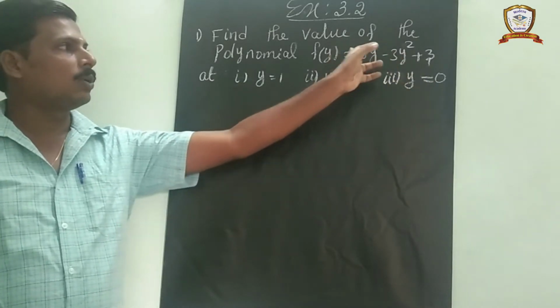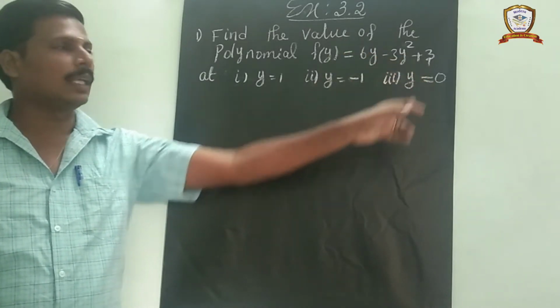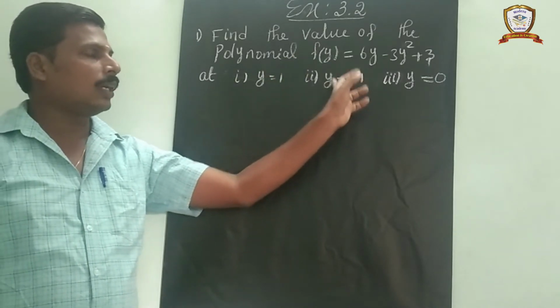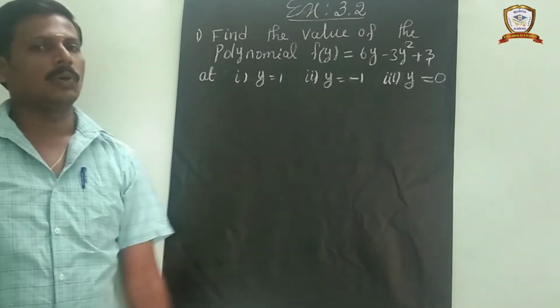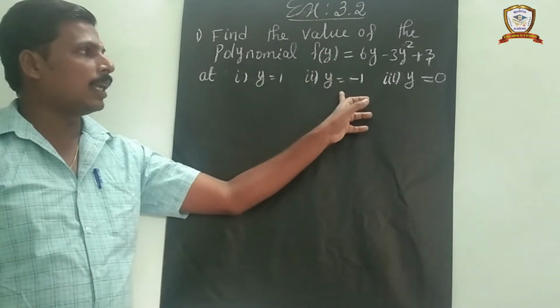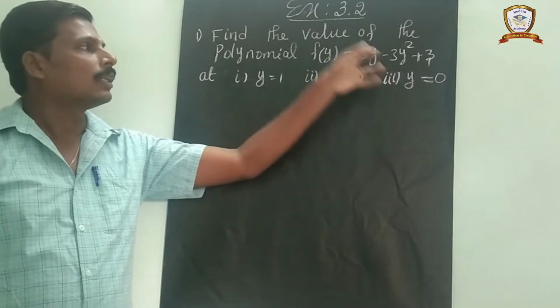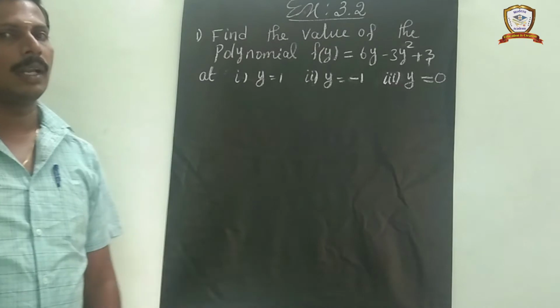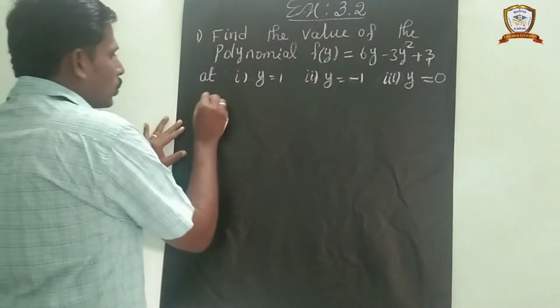f of y is equal to 6y minus 3y squared plus 3, at y is equal to 1, y is equal to minus 1, and y is equal to 0. Three places: y is equal to 1, y is equal to minus 1, y is equal to 0. Find the value of this polynomial. Okay. Solution.